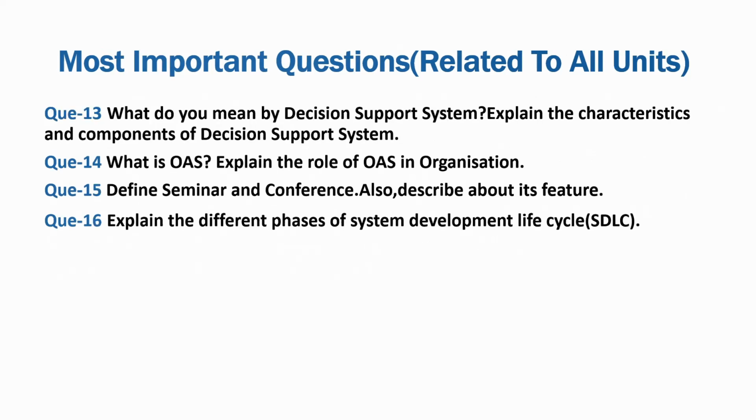Question number 13 is all about decision support system. Explain the characteristics and components of decision support system. Question number 14 is all about what OAS is. Explain the role of OAS in an organization. Question number 15: define seminar and conference, and also describe their features.